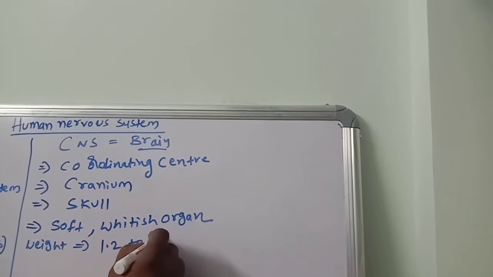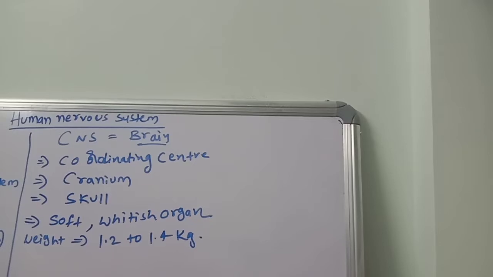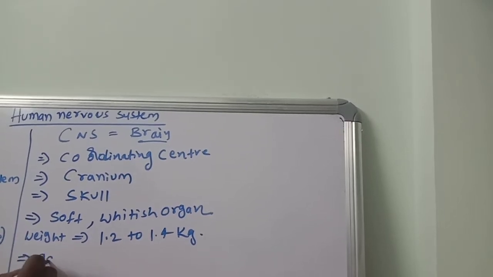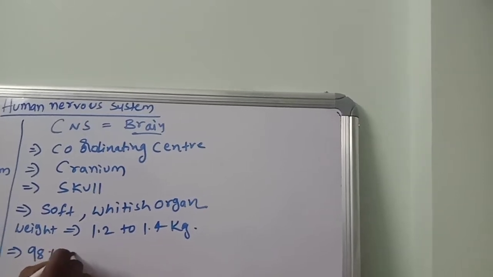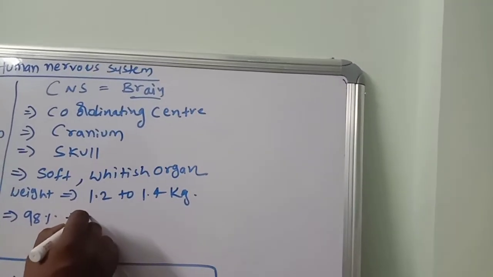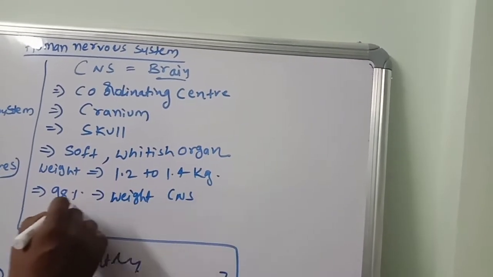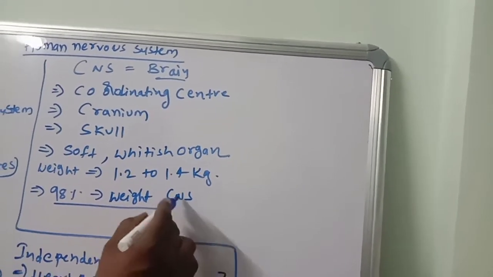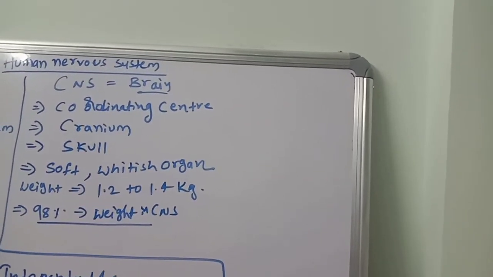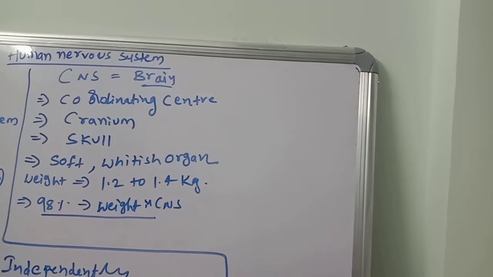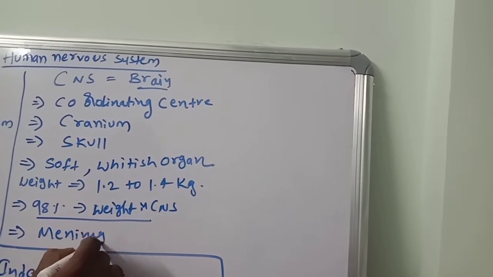The weight of the brain is 1.2 to 1.4 kg, and it is about 98% of the weight of the whole central nervous system. Compared with all central nervous system parts, 98% of the weight is occupied by the brain only. The brain is surrounded by meninges.